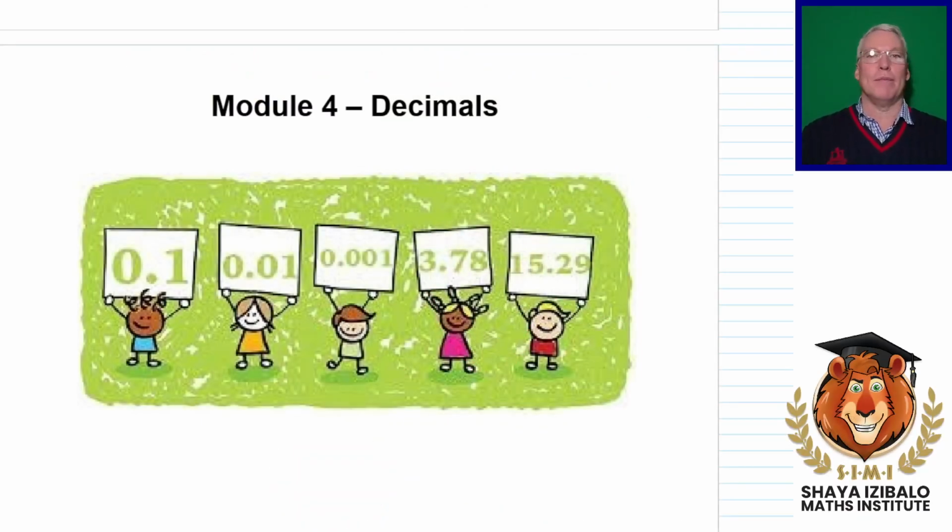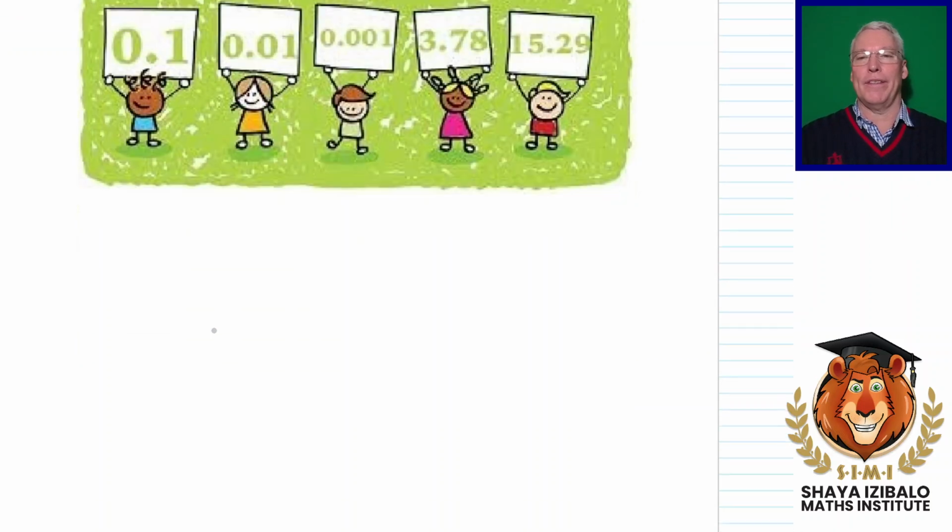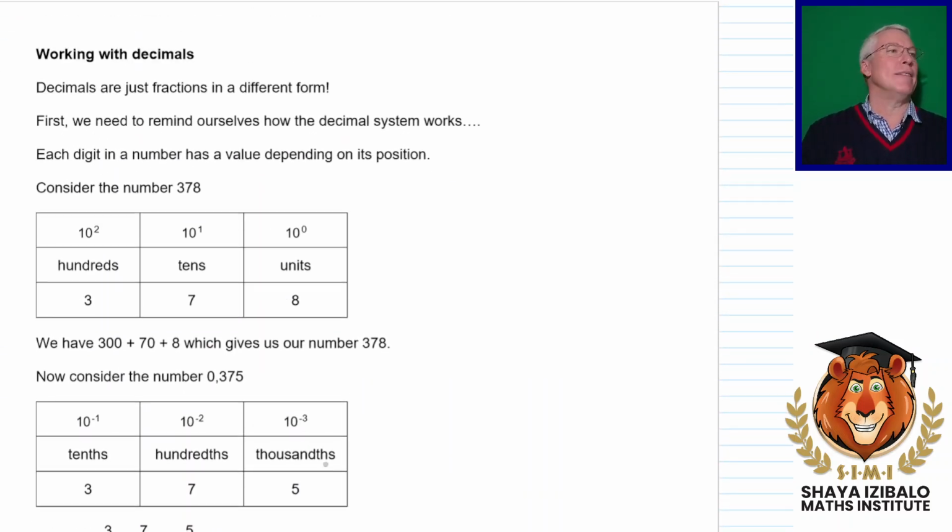We're going to be talking about decimals, right? And there's a whole lot of little children holding up decimals, and that one we call 1/10. That's 100th. That's 1,000th. Let's have a look at the decimal number system.